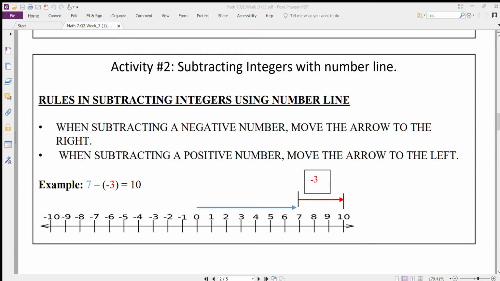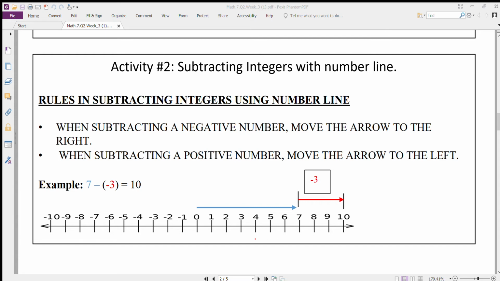7 plus negative 3 is 4, because this is again case 2, and case 2 says that if we have different signs, we're going to subtract. 7 minus 3 is 4, and then we're going to use the sign of the bigger number. Which one's the bigger number, 7 or 3? 7. And that is positive, so your final answer should also be positive.